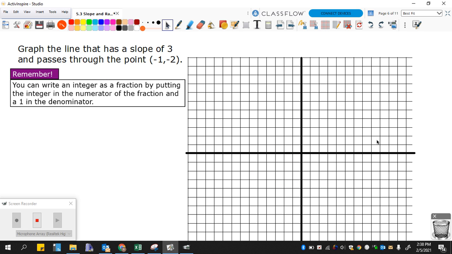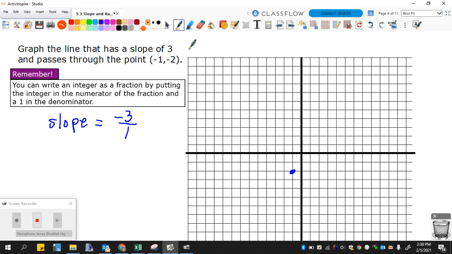All right. So here it says graph the line that has a slope of negative 3 and passes through the point negative 1, negative 2. So negative 1, negative 2 is this point right down here. Okay. Now it says it has a slope equal to negative 3. And remember that if we have a whole number, we need to write that as a fraction or a ratio. We can write it as negative 3/1.